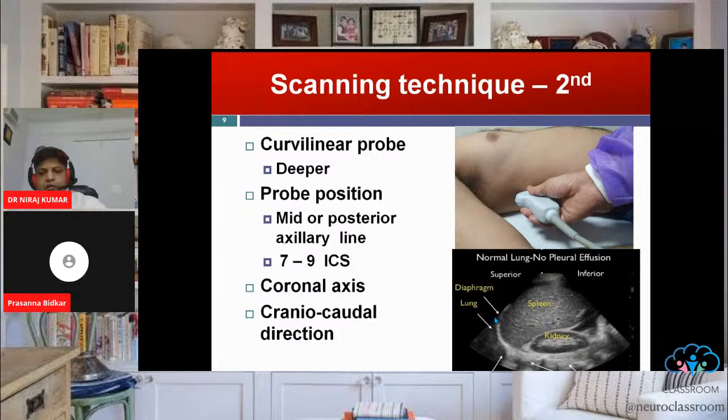So normally, in the normal lung, there is a mirror image of either the liver or the spleen. So normal aerated lung is not visible. What you are getting above the diaphragm is the mirror image of the liver or spleen. So I request you to run the second video.